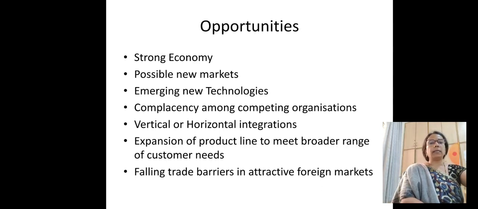As you can see on the slide, let me revise. Opportunity includes a strong economy, which needs to be looked into, possible new markets, emerging new technologies, complacency among competing organizations, vertical or horizontal integrations, expansion of product line to meet broader range of customer needs, falling trade barriers in attractive foreign markets.